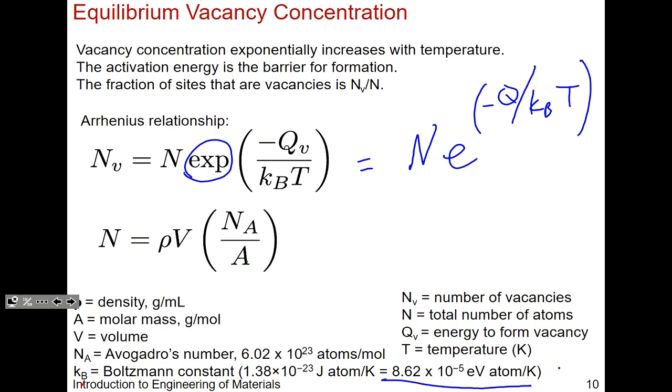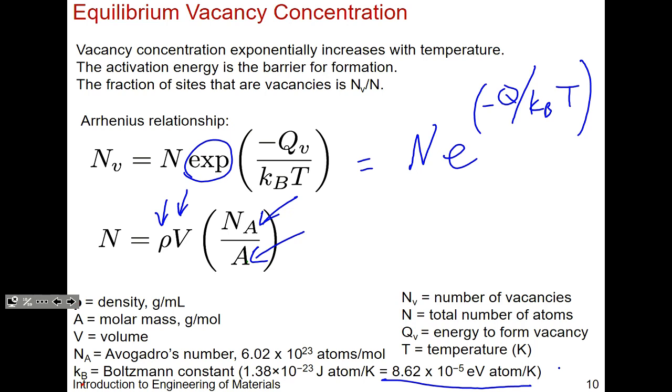So how do we calculate the number of total sites in the material that you have? Well, we just take the density rho times the volume that you have. So you have a cubic meter, 10 cubic meters, whatever it is, however much volume you have, times Avogadro's number divided by the molar mass.